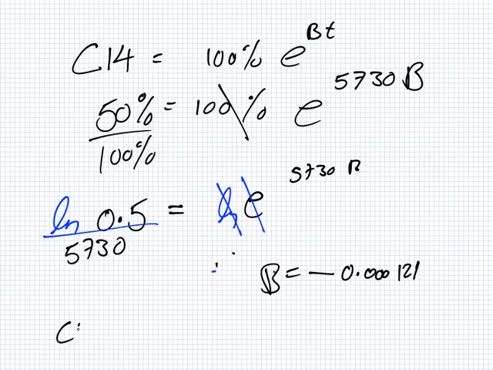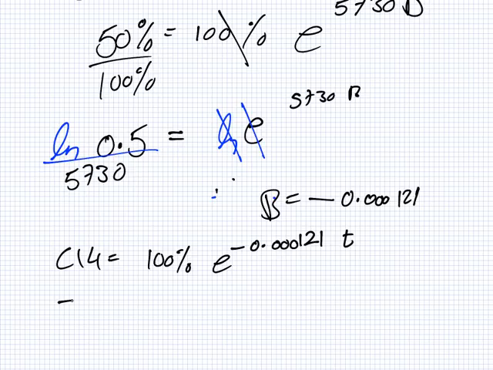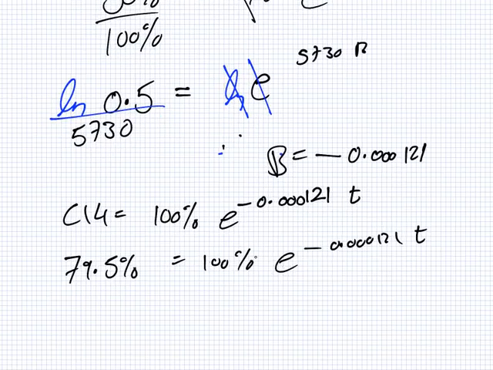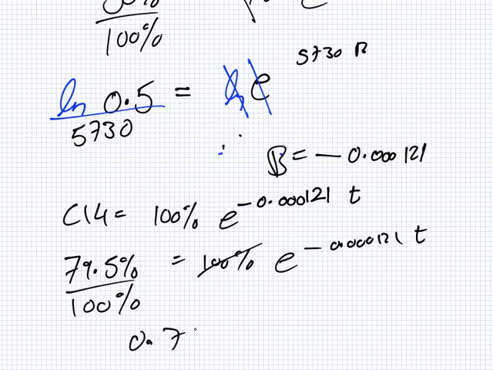So now we have carbon 14 equals 100% E^(-0.000121T). Now let's work out the T. What did I say the percentage was? 79.5% equals 100% E^(-0.000121T). Divide by 100, so I get 0.795 equals E^(-0.000121T). What's next?